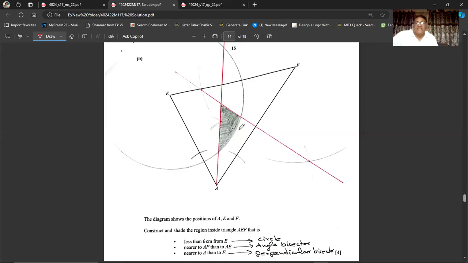If you remain on this side, you are nearer to AF. If you remain on this side, you are nearer to AE. But we have to remain near to AF, so we have to remain on the right side of this angle bisector.